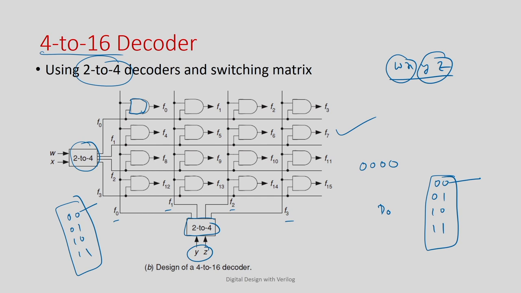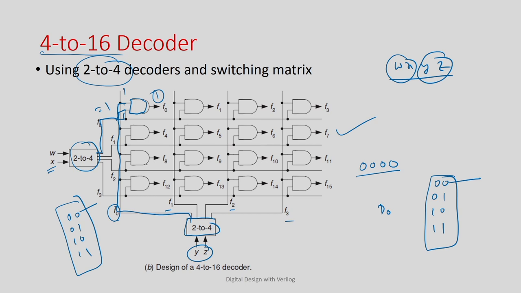So then what will happen? I am connecting this 00 here and this 00 here. So if WX is 00, then this F1 will be 1, and if YZ is 00, then this F0 will also be 1. Then I will get both 1 here, and since this is an AND gate, the output will be 1. So to create 00, I will just take the F0 and F0 of these two decoders.